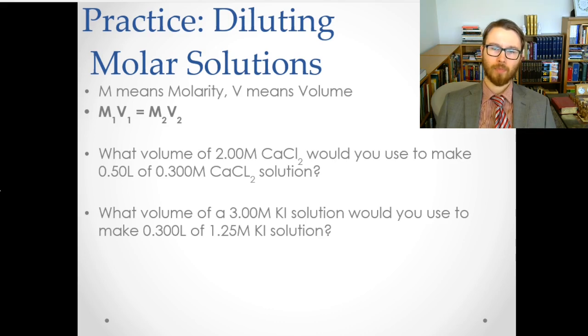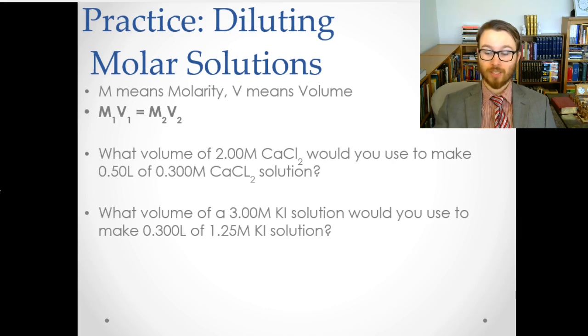Now, keep in mind, you'll notice it says CaCl2 and KI. When it comes to diluting things, it doesn't matter at all. If it gives you molarity, it doesn't matter what it is. It works the same way every time. So you got to rearrange the equation both times, the same way both times. So I want you to pause the video, try and do the first problem without your notes, try and do the second problem with your notes. Take 5 or 10 minutes. Then we'll take a look at the answers.